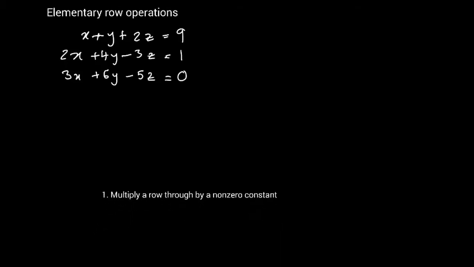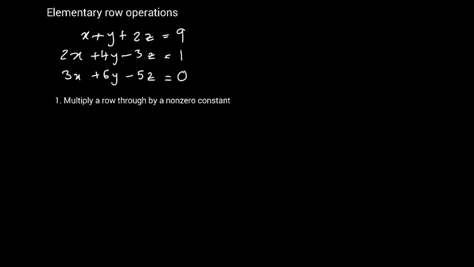So our first row operation is we can multiply a row through by a non-zero constant, which means that you can multiply any row by any number as long as, when we say row, let me be very clear, we're talking about the augmented matrix associated with a set of equations.